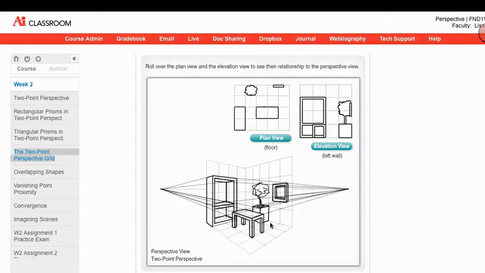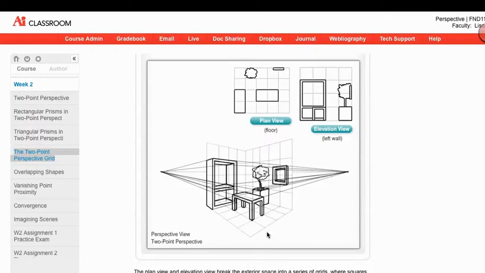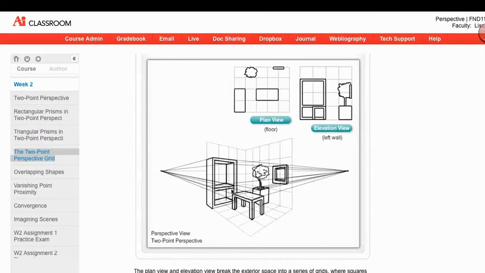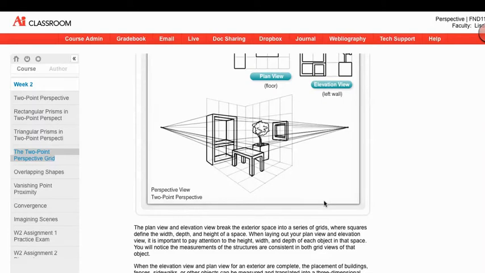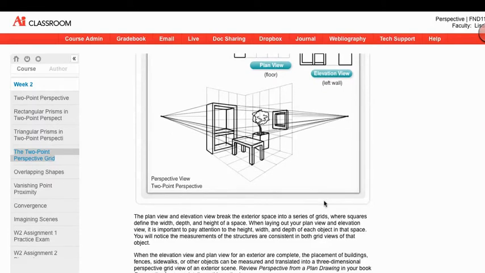It's the three-dimensional or illusion of three-dimensional view, the perspective view, where the two-point perspective comes into play. So we have our two vanishing points, and we can see how the grid helps make that clarify where everything is in space.